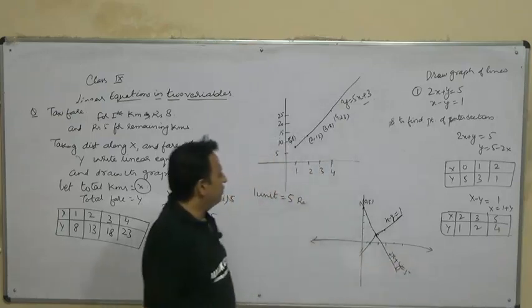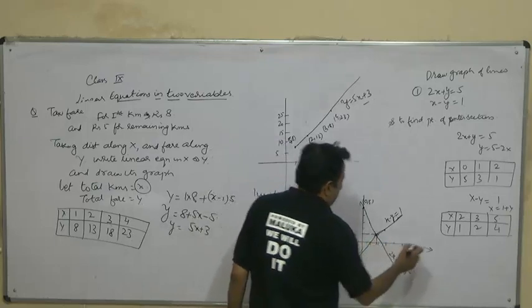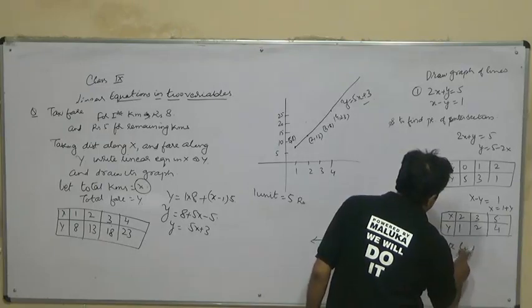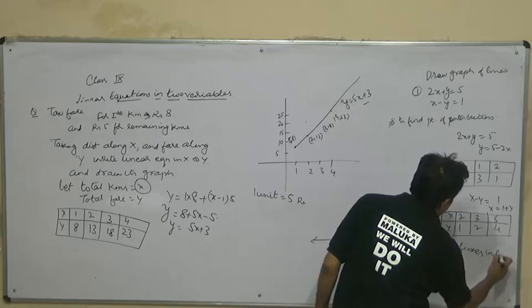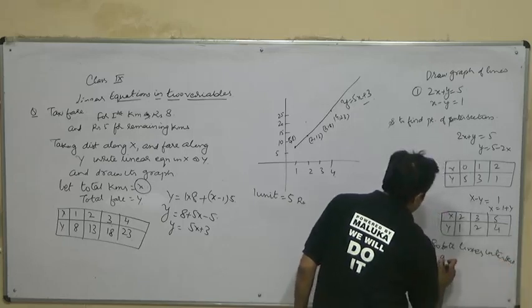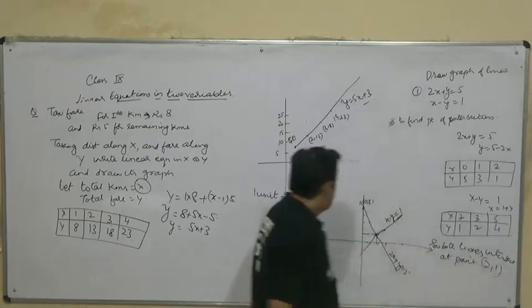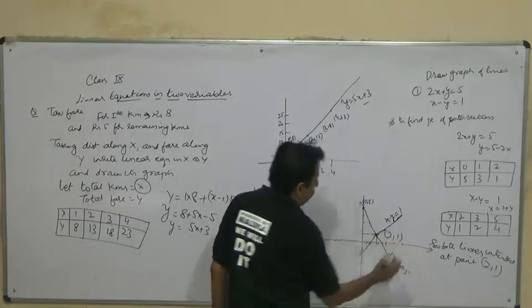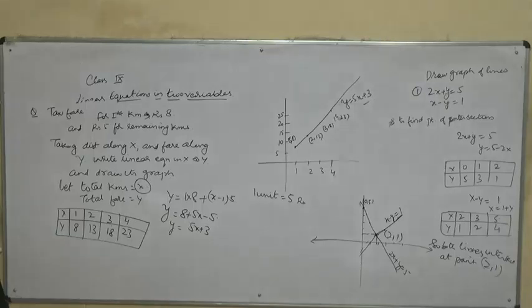And as we can see from the graph, both lines intersect at point 2, 1. So where are the two lines intersecting? This is x is equal to 2 and y is equal to 1. So both lines are intersecting at 2, 1.